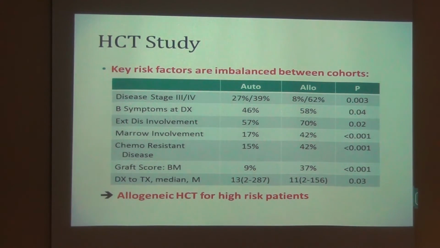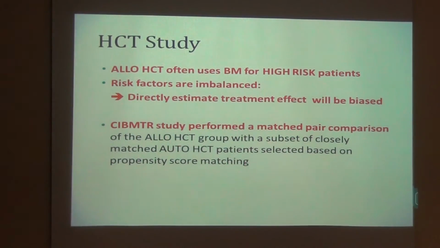Because allogeneic is used for high-risk patients, and also they have GVHD and early deaths, treatment-related deaths, which autologous doesn't have. For allogeneic, it usually counts about 10 to 20% treatment-related early deaths. So if there's no later benefit, then the auto will look good. Without adjustment, the autologous treatment effect estimate will be biased and overestimated. So we need to make adjustment.